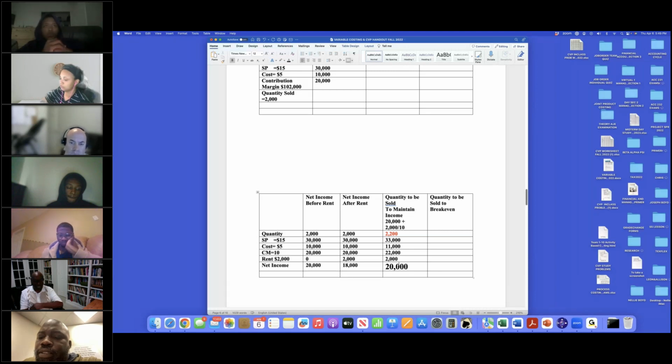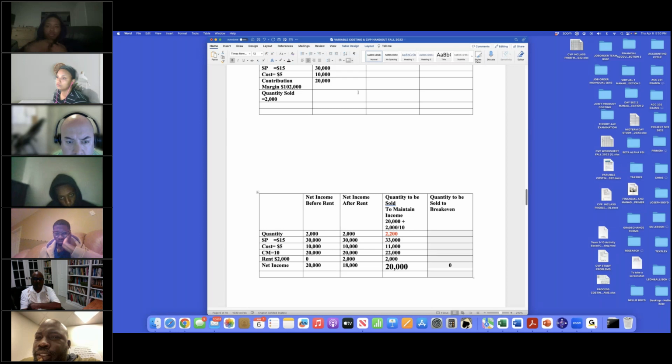Finally, suppose I want this number to be 0. How many do I have to make? What do I need in quantity? So I'm at break even. You take the fixed cost, 2,000, and then you divide it by the unit contribution margin. So break even quantity, we just take what? The total fixed costs, 2,000, and we divide it by 10.